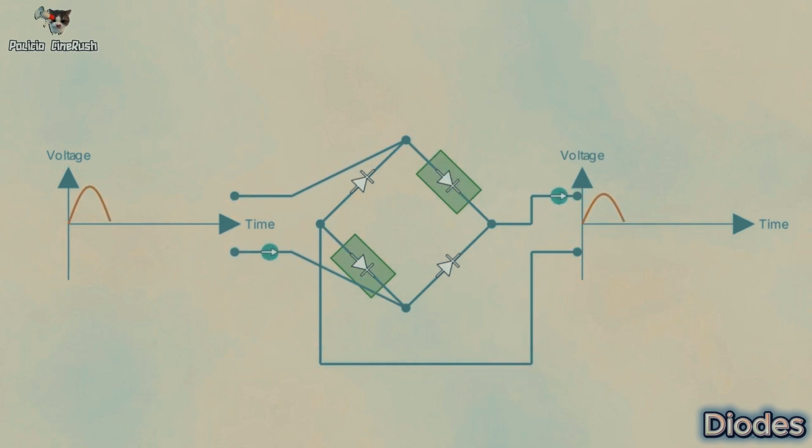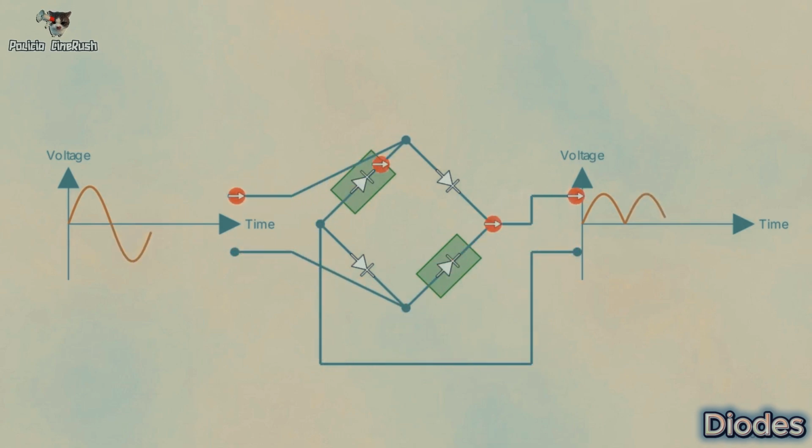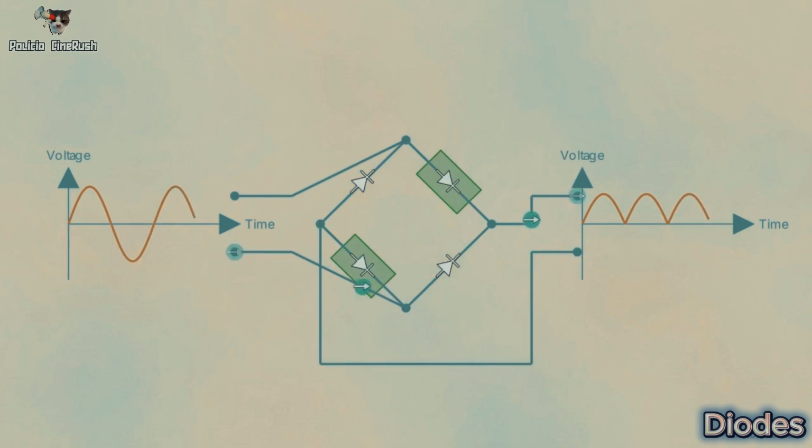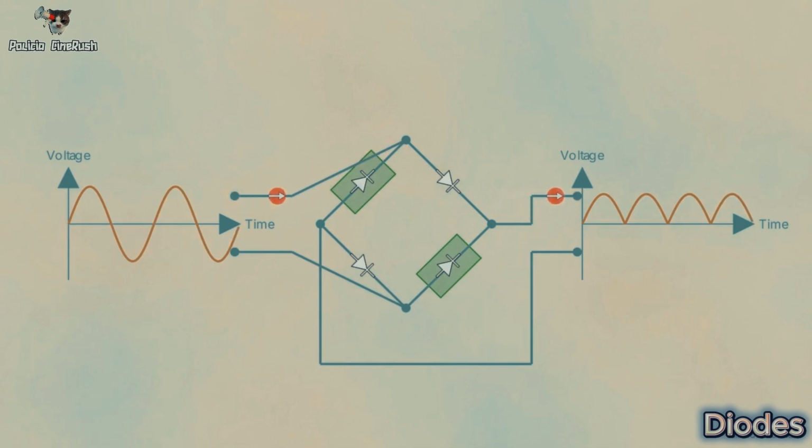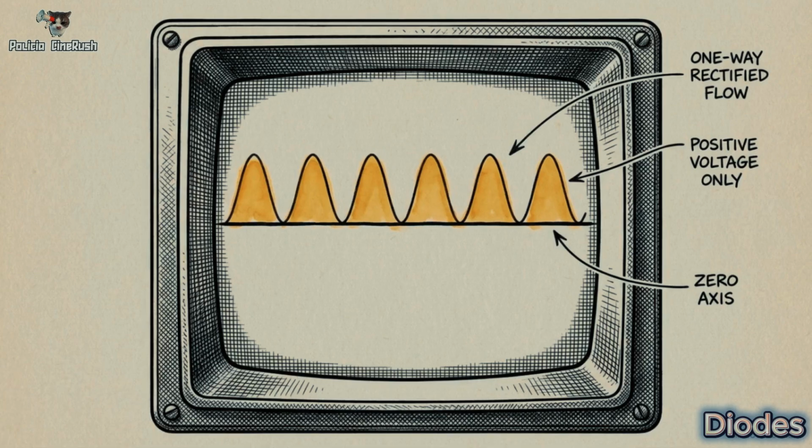When the negative backward half arrives, the other 2 diodes catch it and physically fold it over. It forces them upward so that all the power from both halves of the wave now flows forward in a continuous series of positive hills. We successfully stopped the electricity from flowing backward.